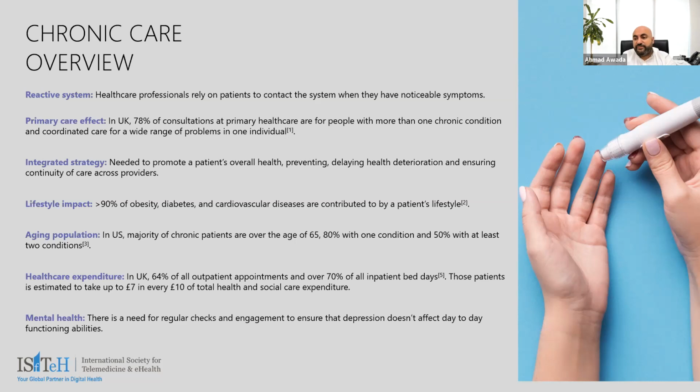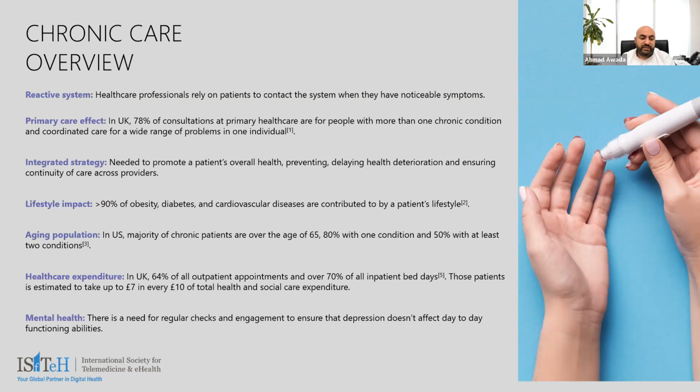The fourth point is the lifestyle impact. Many of the cases that we manage, we realize that there is a huge impact from the patient lifestyle on their condition. If they were smoking, if they were over-consuming alcohol, if they are obese, this all is really affecting their condition. And some studies, and you'll see that in the references, say that 90% of the obesity, diabetes, cardiovascular diseases are contributed by a patient's lifestyle.